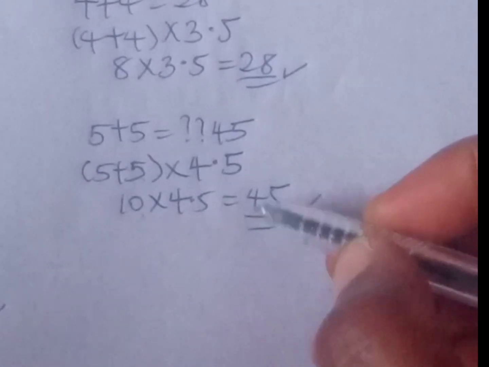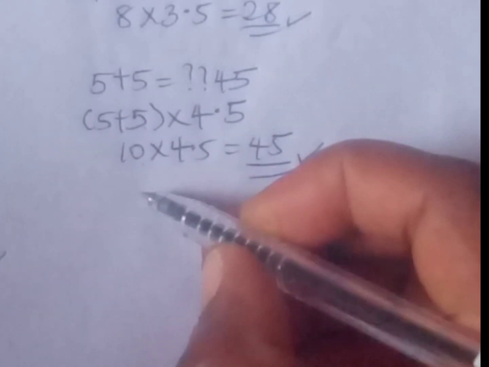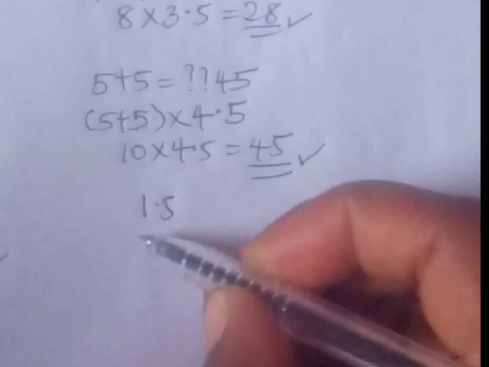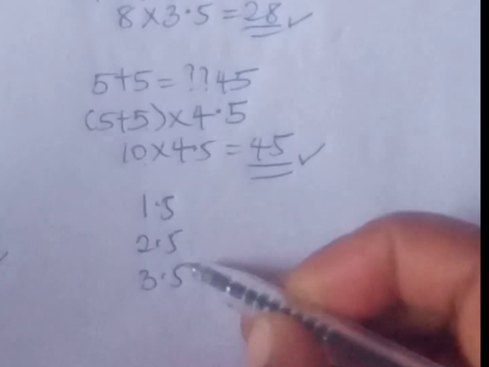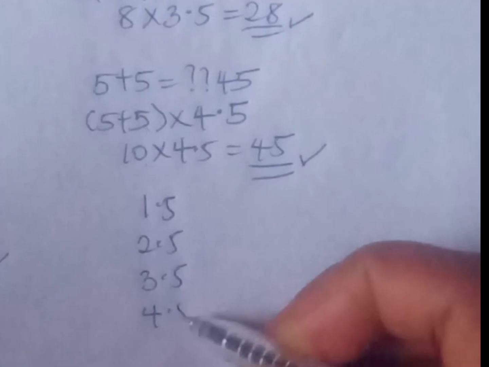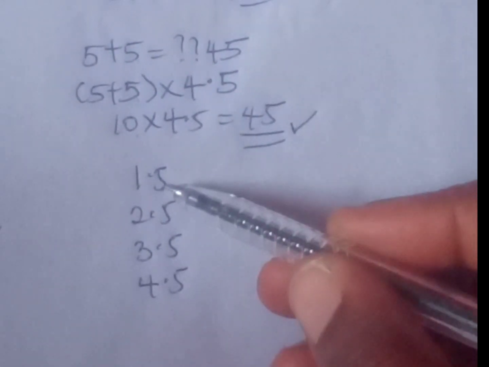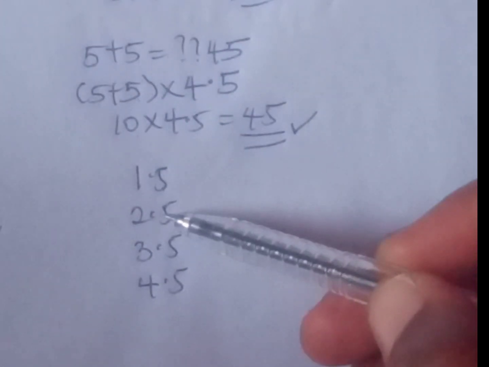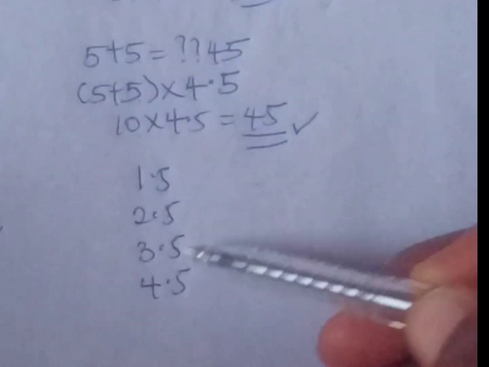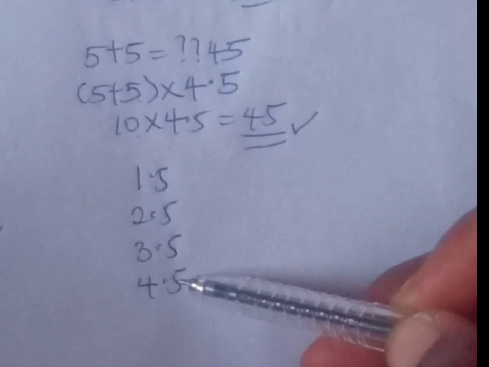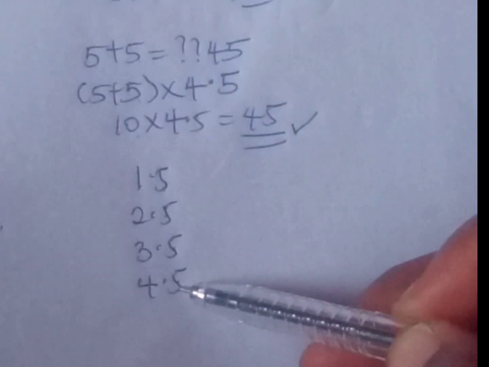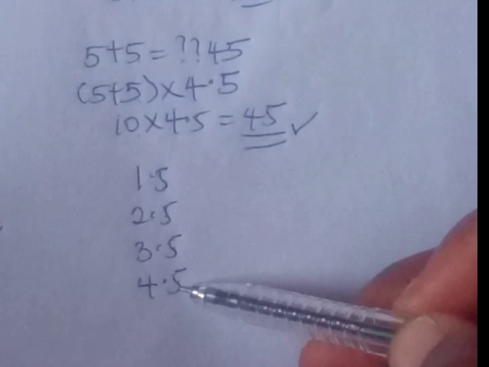So in this puzzle, the first line 1.5, the second line 2.5, the third line 3.5, and the fourth line 4.5. For the first line, 1.5 was multiplied to the addition of the first and second number. Second line 2.5 was multiplied to the addition of the first and second number. For line 3, 3.5 was multiplied to the addition of first and second number. And the question before us, 4.5 was multiplied to the addition of the first and second number.